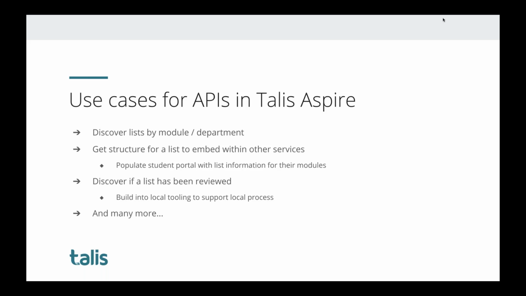And so as part of that system, you could extend that to building a tool to call to our APIs to get information on that list. You can discover if a list has been reviewed. You can find out what stage of review that list might be at, and you can build that into whatever local tooling you have on your side, which keeps track of these things.